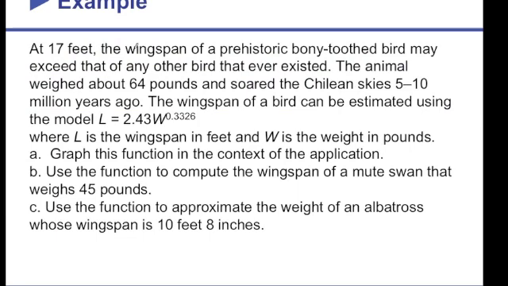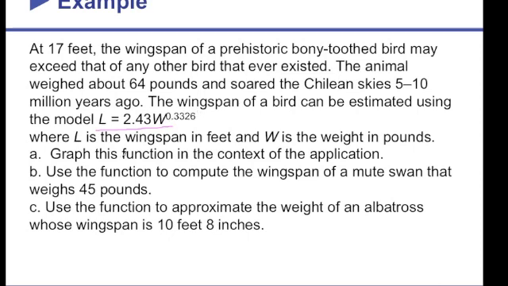10 feet, the wingspan of a prehistoric bony-toothed bird may exceed that of any other bird that ever existed. The animal weighed about 64 pounds and soared over the Chilean skies 5 to 10 million years ago. The wingspan of the bird can be estimated by this model. So L is the wingspan in feet, so how many feet long the wingspan is, equals 2.43 times W, the weight in pounds, raised to the 0.3326.